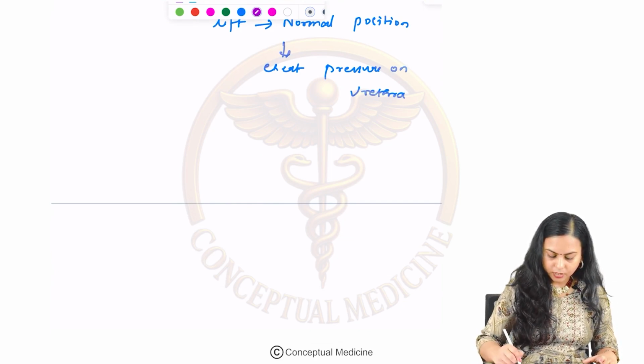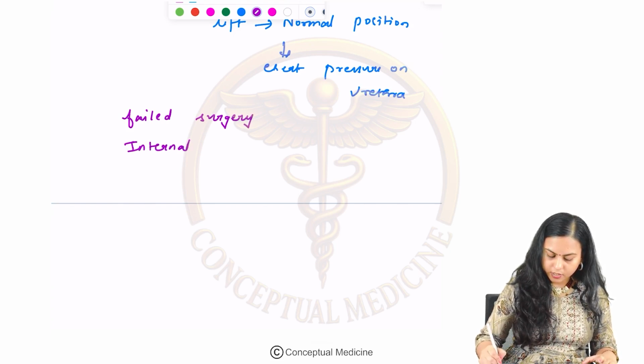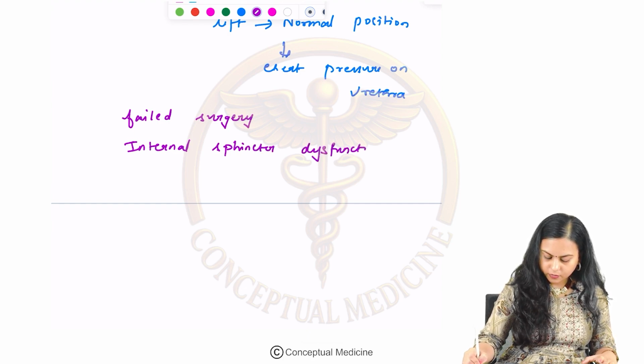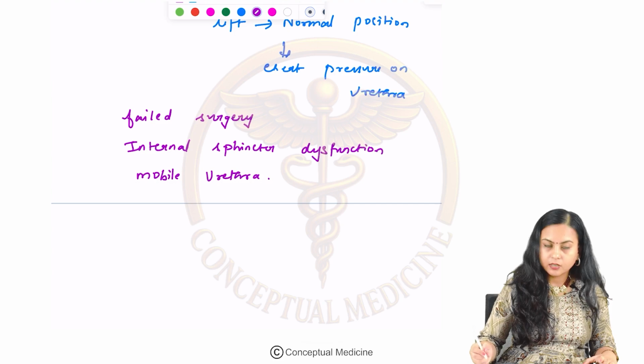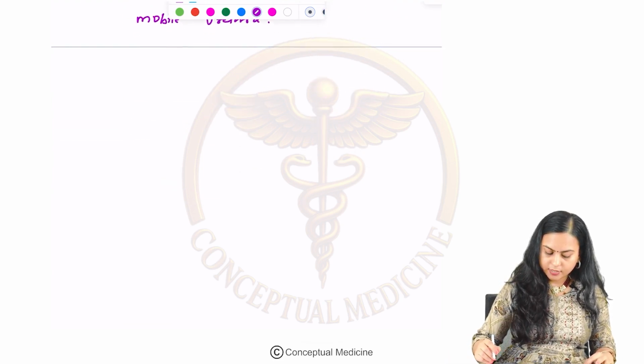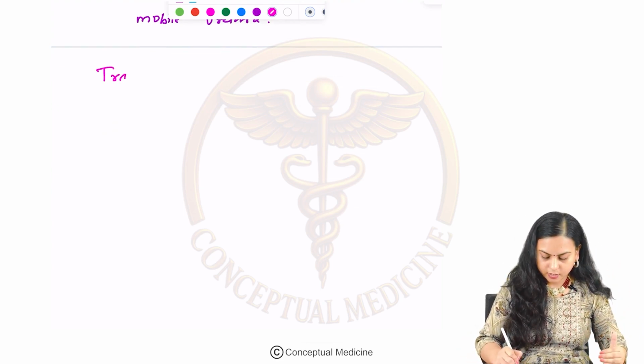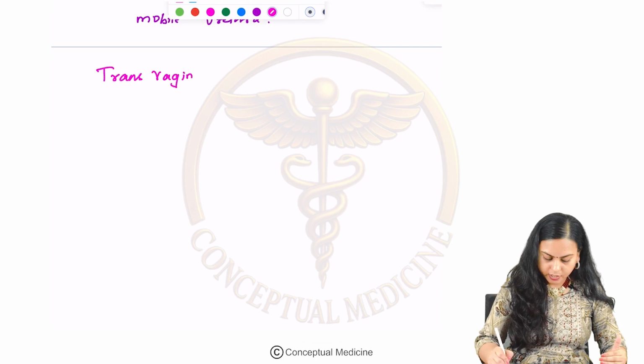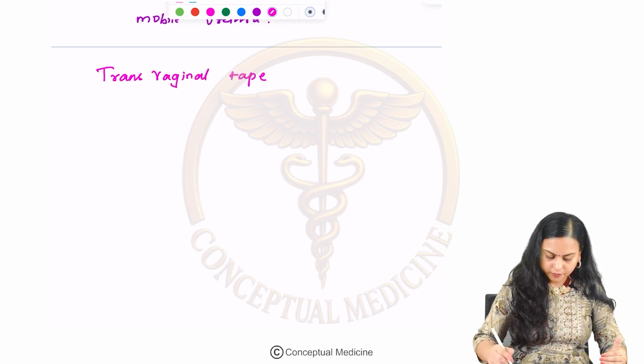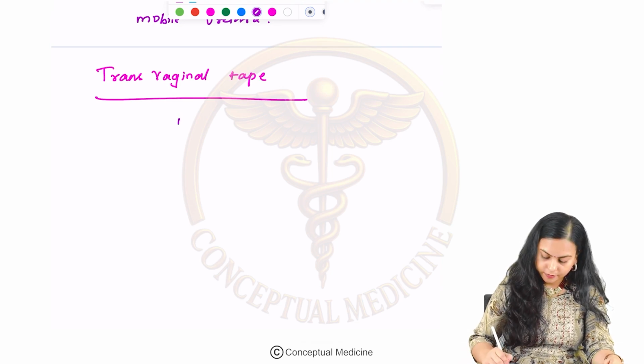Now, it is usually performed in cases where there is a failed surgery or internal sphincter dysfunction, or where there is a mobile urethra as well. Clear? Now let's discuss the two procedures separately. Okay, the first one is the transvaginal tape method.